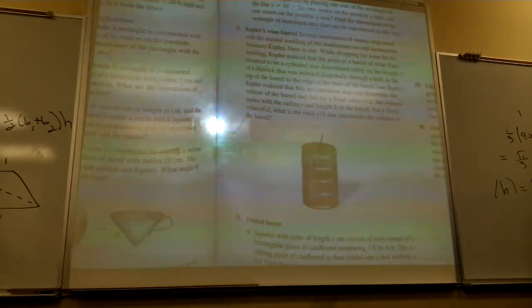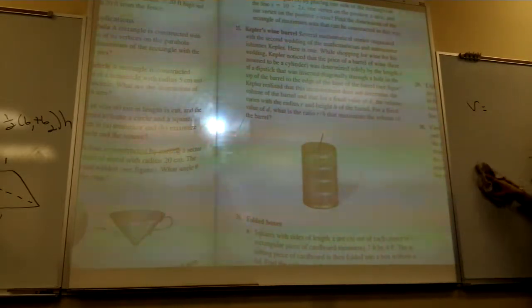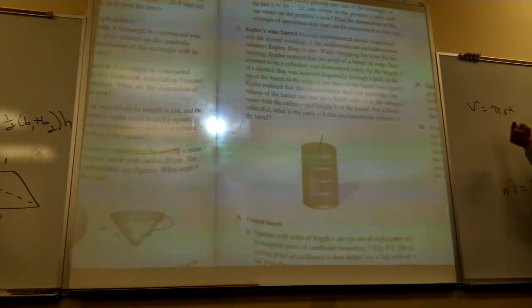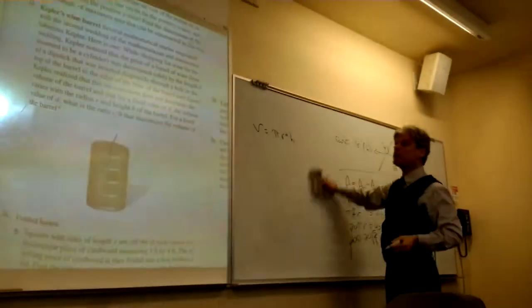Actually, how do you compute the volume of the barrel? Pi r squared, the area of the base, which is just a circle, times h, and that's going to be the volume, and we're trying to maximize it.